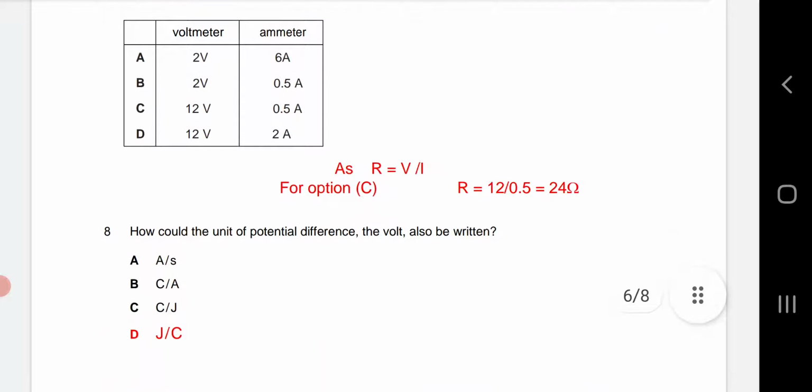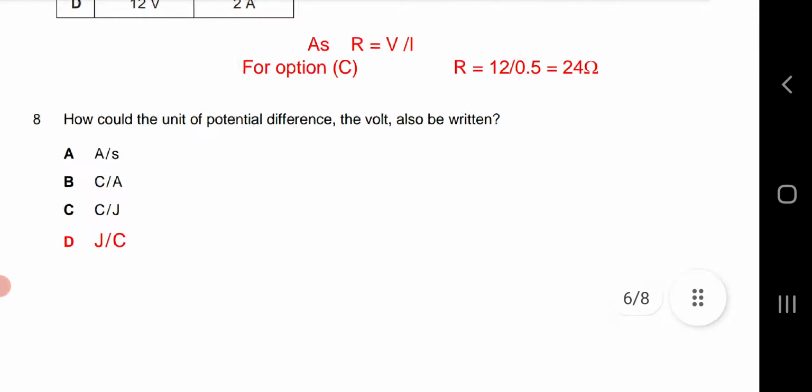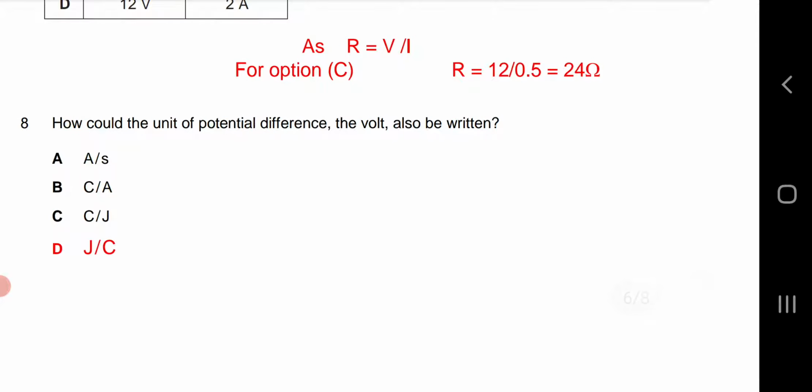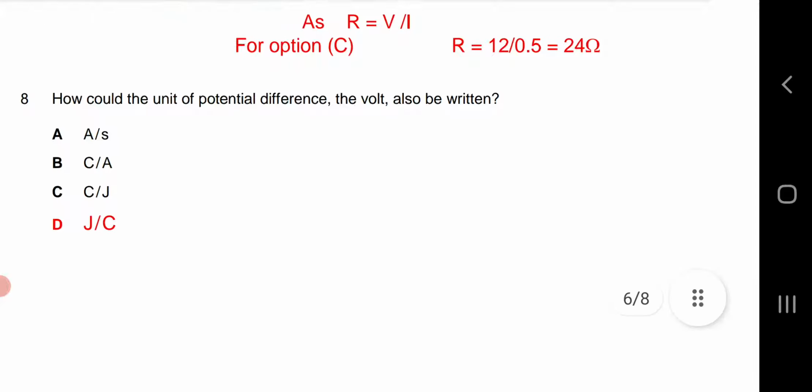Okay, next question. How can the unit of potential difference, the volt, also be written? 1 volt is 1 joule per coulomb. So it's option D. Okay, next question.